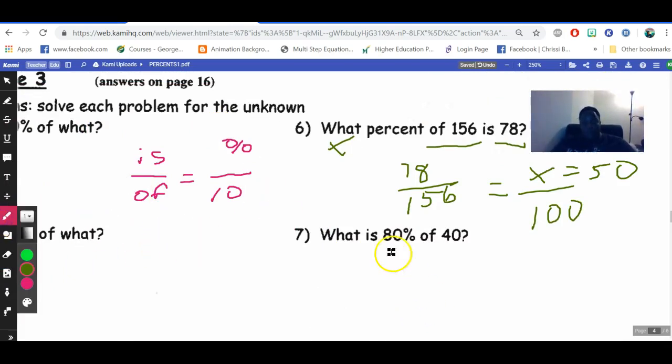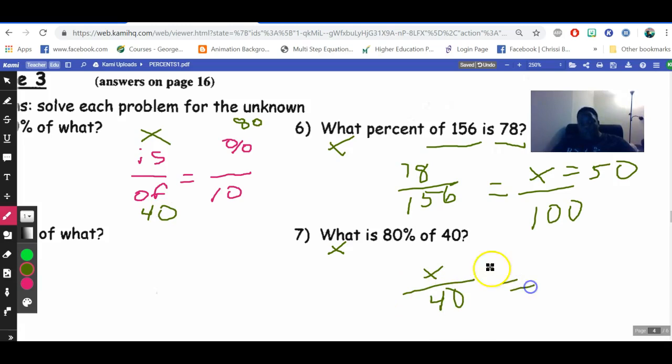Okay, so looking at number 7, what is 80% of 40? So take a look at the numbers that you have. It says what next to is. So that means the x moved again. This time, you don't have an is, it's x, because it says what? 80%, remember all percents will go over top of the 100, of 40. There's your of. So if I rewrite it, it looks like x over 40 equals 80 over 100.